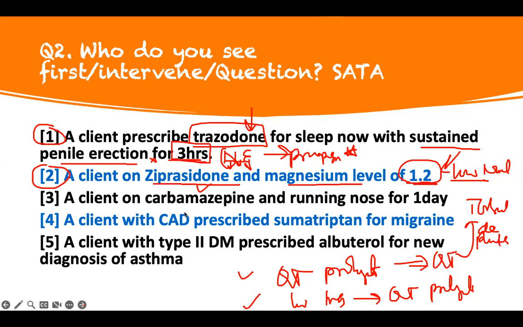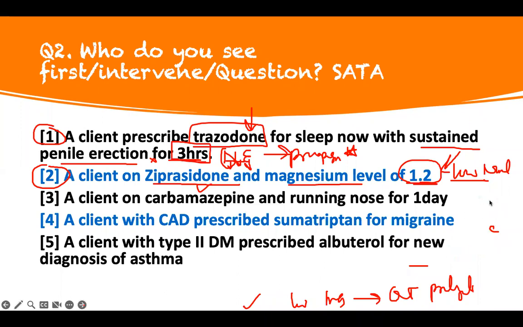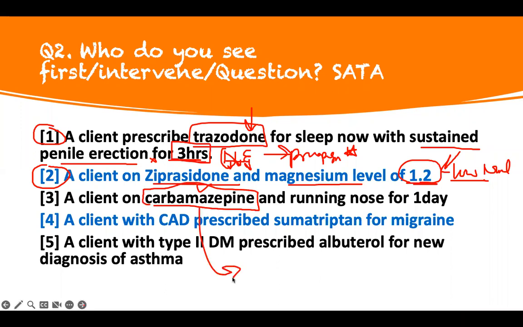Okay, a client on carbamazepine and a runny nose for 1 day. Oh, his nose is running for 1 day. What do you want to do? Do you want to see this patient? I have carbamazepine and my nose is running for 1 day. I think you should see this patient. Carbamazepine is a seizure medication. It's used for seizure, but one of the complications is agranulocytosis. Agranulocytosis means their white count is low.